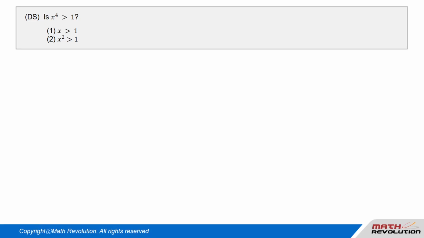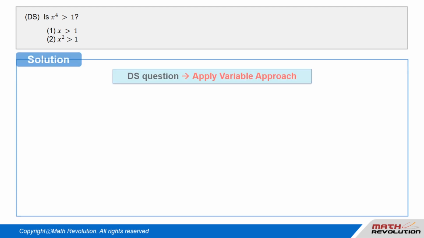DS question: Is x to the power of 4 greater than 1? Condition 1: x is greater than 1. Condition 2: x squared is greater than 1. Solution: let us solve this DS question using the variable approach.